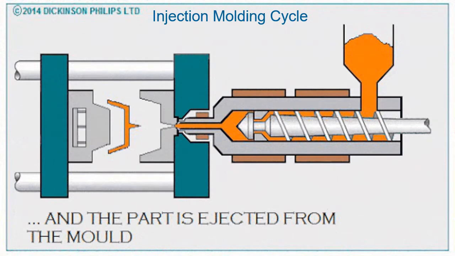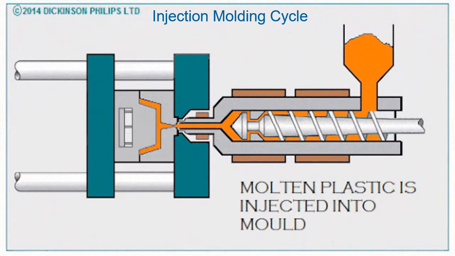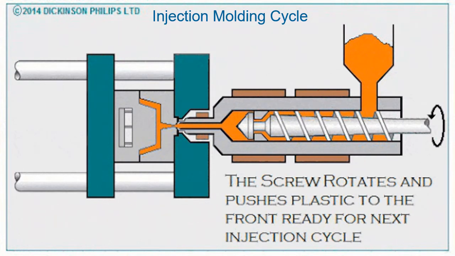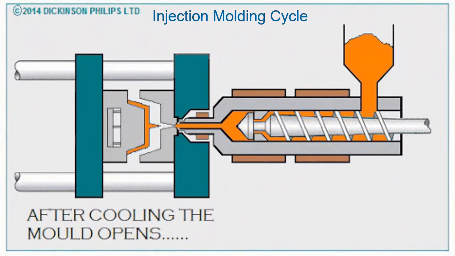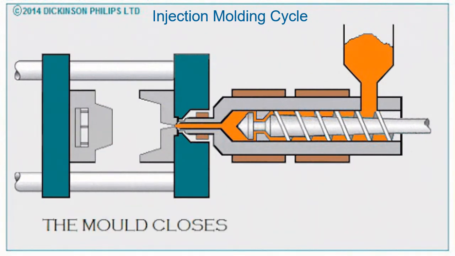It has a nonreturn valve near the tip of the screw to prevent the melt from flowing backward along the screw threads. Later in the cycle, the ram retracts to its former position.